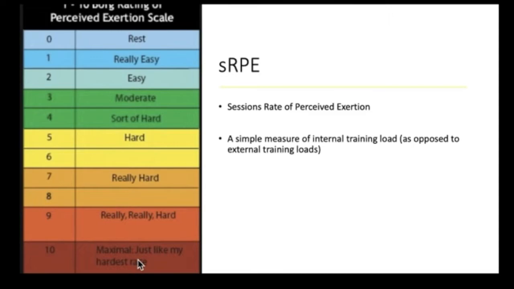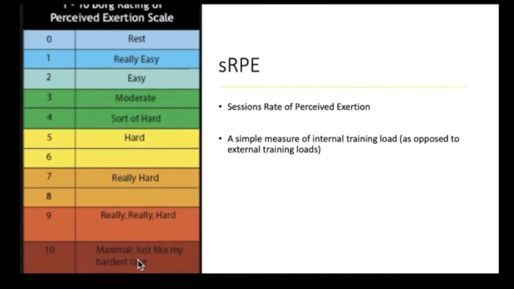So, for example, I go out on a 5-mile run, I come back, my coach asks me, maybe I even ask myself, how hard was that run on a scale of 0 to 10? 0 meaning I didn't run at all, I just sat there and rested, and 10 meaning that was the hardest run of my life. I gave it my all. I couldn't push any harder. That would be an example of Sessions RPE, Sessions Rate of Perceived Exertion.